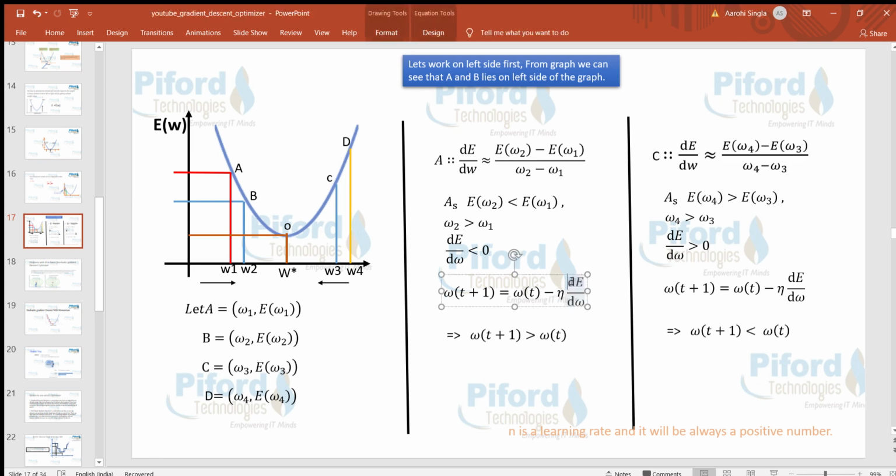This negative and dE by dW is also negative. We are combining both negatives, and we are getting a positive number. That simply means we are adding a positive value to Wt to update the weight, right? So that means we are moving toward the right. If we are adding a positive value, we are moving toward the right, which is good, as we are moving toward the global minima. This is the global minima, and we are moving in the right direction only. So we are going in the right direction.